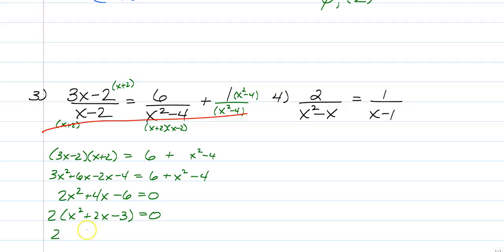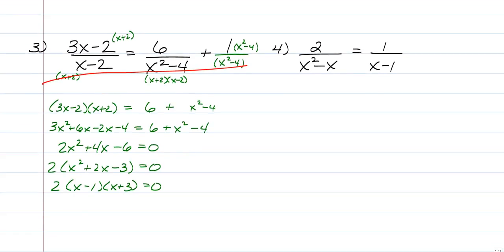And then we're going to factor and have 2 times an x minus 1 and an x plus 3. That's equal to 0 as well. So we have x is equal to 1 and a negative 3. And then we need to go back and check.